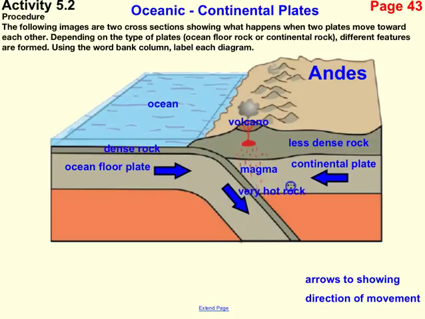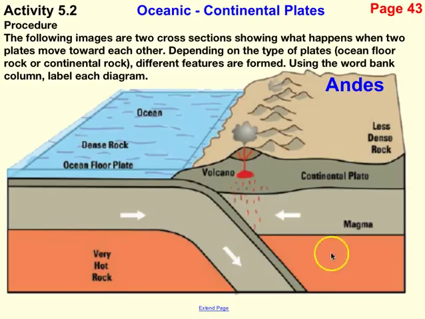Where's your very hot rock? Well, I could see you putting this in a couple different spots. You can have it down here. It's going to be hot. You can have it right here because it's starting to melt. So you can have this very hot rock in a couple different spots. So when we look at the answer key, it's here. You could have had it over here. I can understand if you put it right here because this rock is melting. So of course it's going to be very hot.